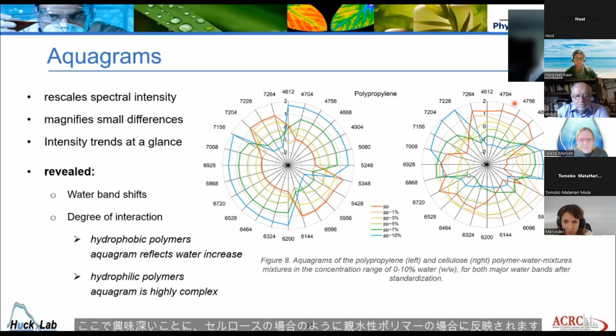Interestingly, in the case of hydrophilic polymers, like here for cellulose, the aquagram becomes very complex, as you can see here, reflecting a convoluted spectral pattern related to the changing water concentration in the system. The characteristic water bands are not as similar to bulk water in the aquagrams as they are for more hydrophobic polymers.